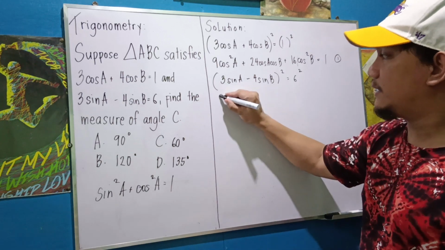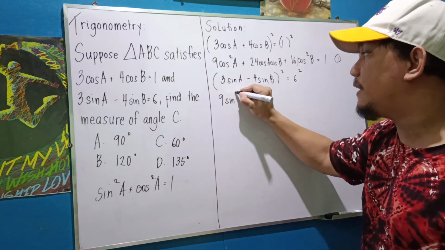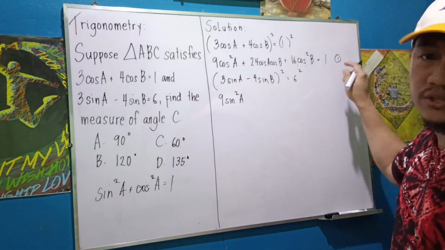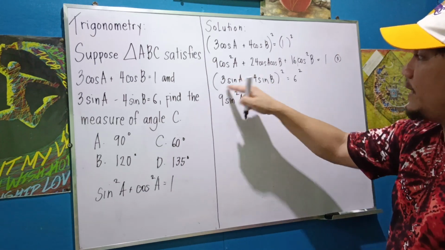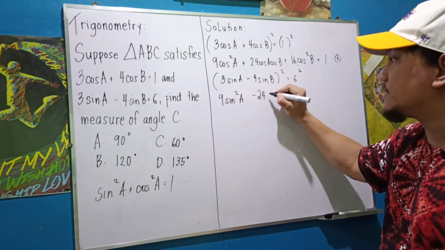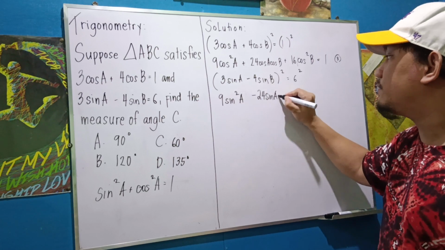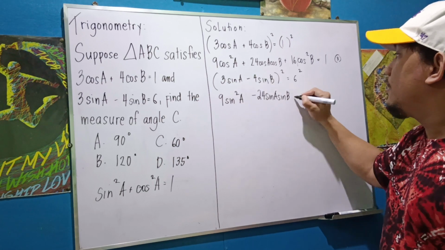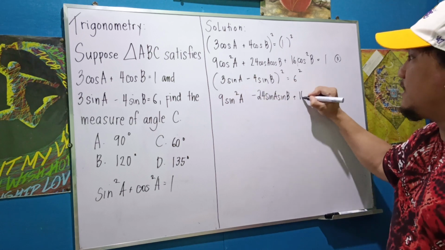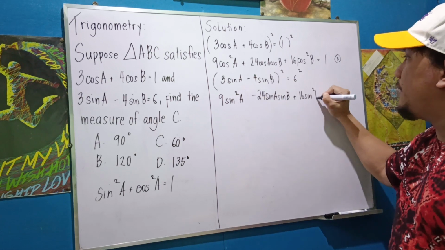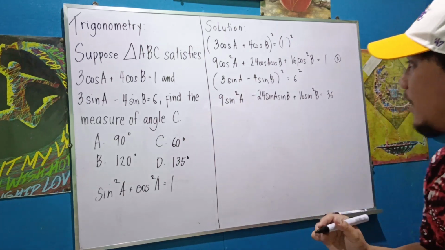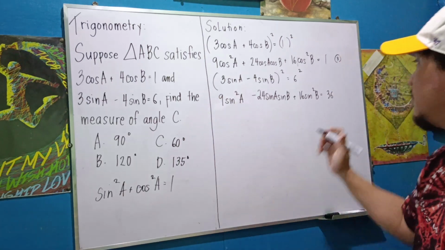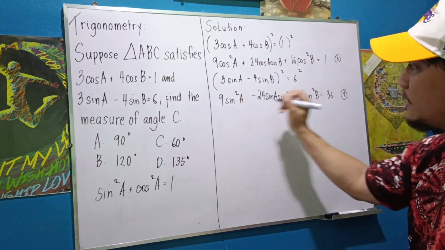So ano square nito? That is 9 sine squared A. So actually this is equation 3 na kasi nag-square na tayo. Okay? Minus twice the product, that's 24 sine A, sine of B, plus 16 sine squared of B equals 36. Okay, mga Lodi, ano pwede natin gawin dyan, Sir IJ? Sa equation 3 and equation 4 natin.